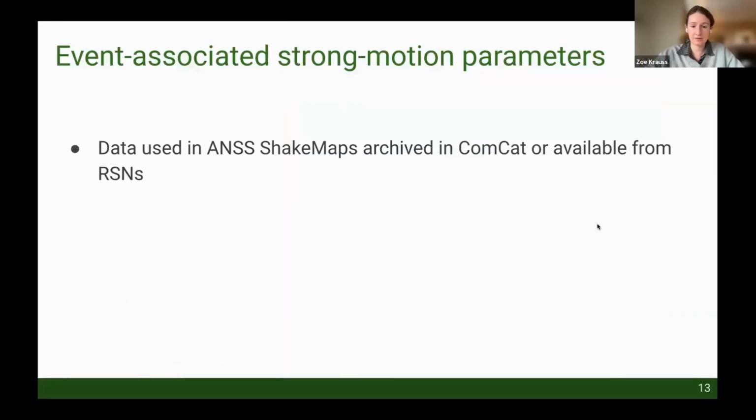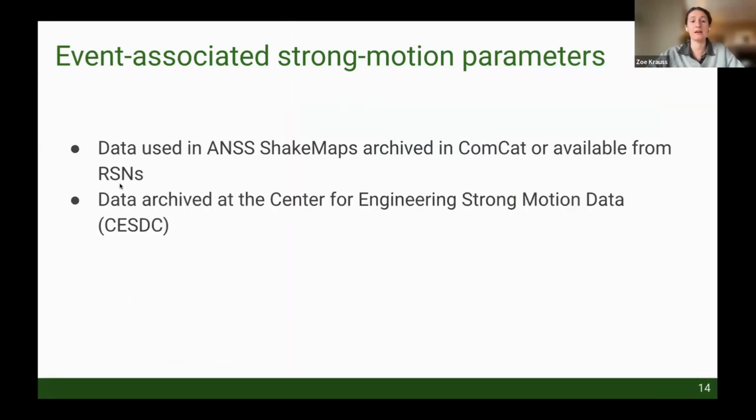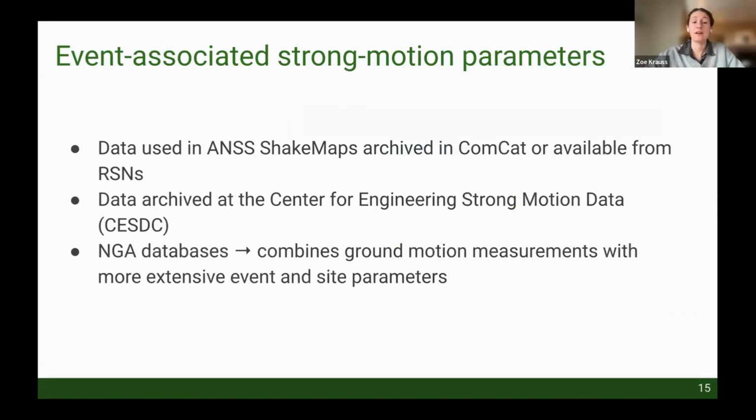Okay, so that's the official catalog, but what about the actual engineering, the event associated strong motion parameters? There's 4 main things that Renata wanted to point out. First, the data used in the ANSS ShakeMaps is available in ComCat or from the regional seismic networks, such as the PNSN. There's also data archived at the Center for Engineering Strong Motion Data, the NGA databases themselves, and then of course, you can always measure these yourself from full waveforms. So I'll step through each of these in a bit more detail.